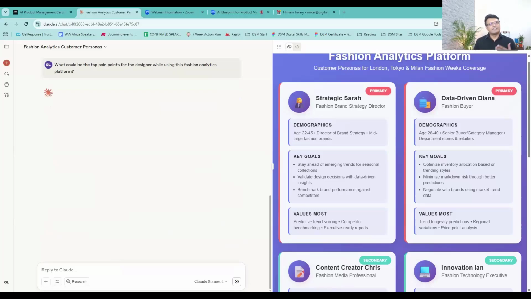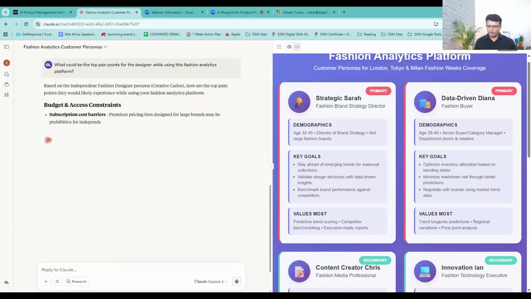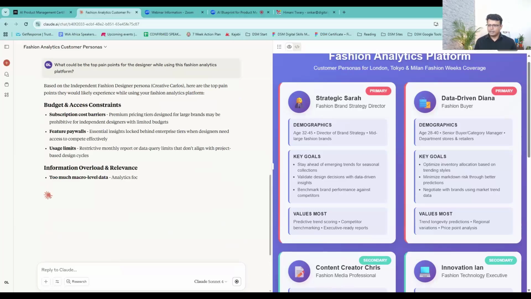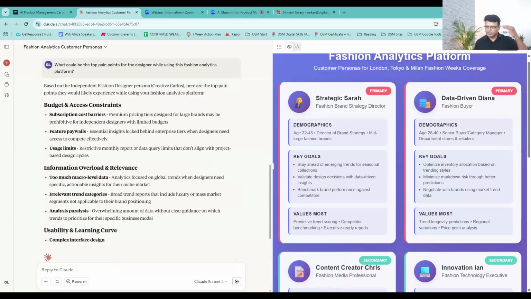And again, this is an example of generative AI. Look how Claude is looking at information, and it is giving me in headings and subheadings what could be the pain points.